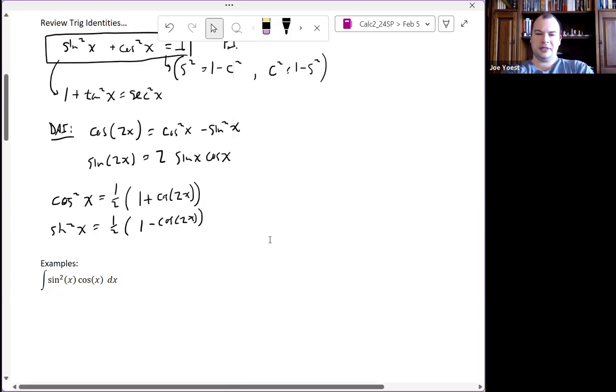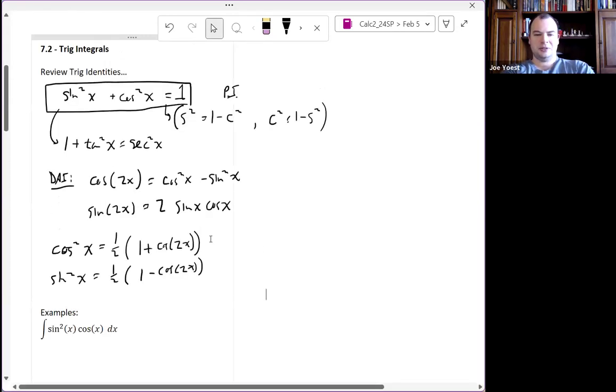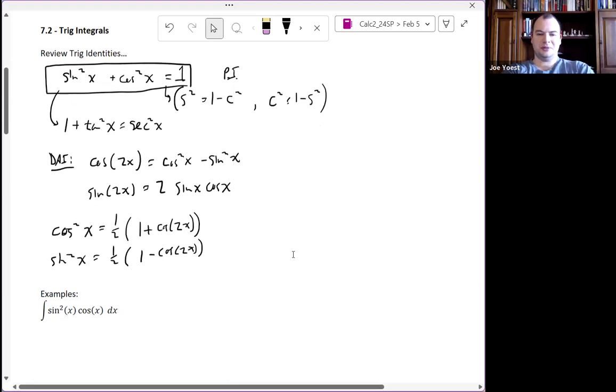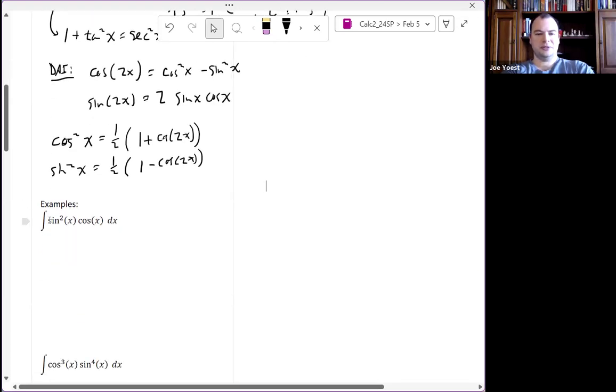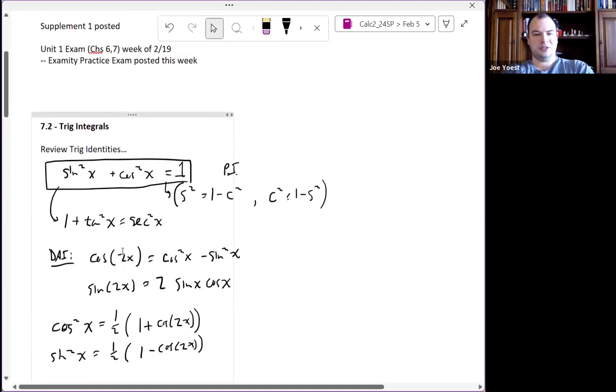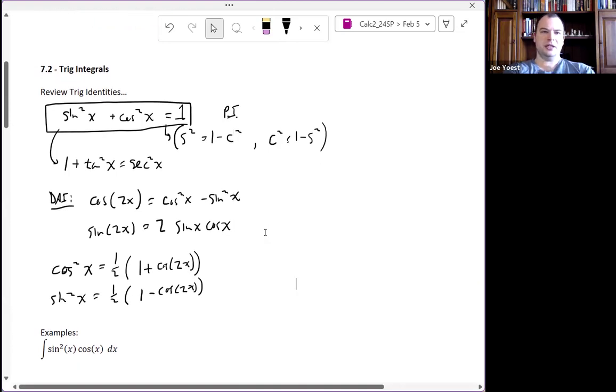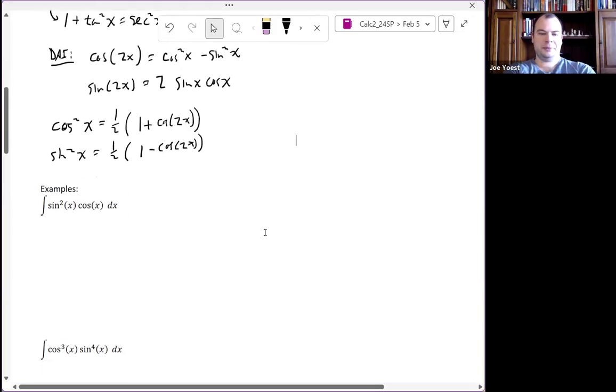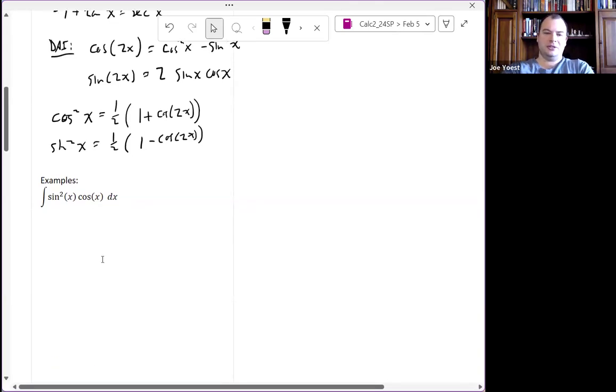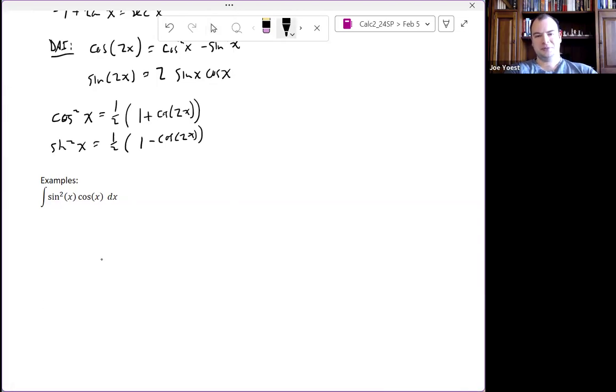Okay, so how can I leverage these identities as well as some basic substitution to solve trig integrals? Now, when I say trig integrals as opposed to trig substitutions, I mean integrals that have as the integrand sines or cosines or perhaps other trig functions. So for trig integrals, I see explicitly in the integrand a trig function. And we're going to focus really on integrands that have sines and cosines multiplied together to some powers.